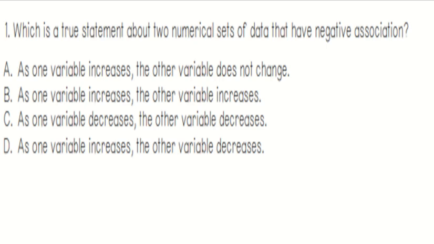One up, one down. So A says as one variable increases, the other variable does not change. Well, that's not right. B says as one variable increases, the other variable increases. That's not right. That'd be positive, both the same direction. C says one variable decreases, the other variable decreases. That's still going the same direction. Same direction is positive. D says as one variable increases, the other variable decreases. That's how we get negative. Negative means they're going opposite directions. Okay? Everybody go with that?